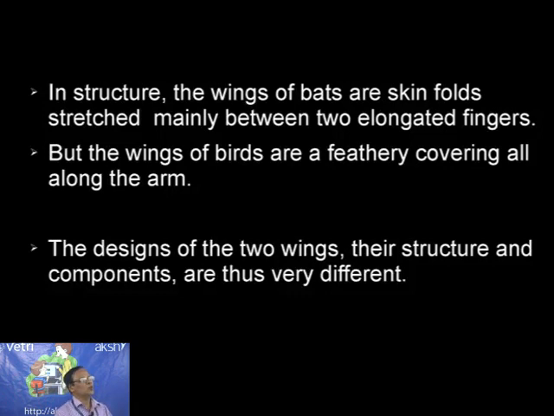But if we are taking the wings of birds, it is nothing but a feathery form, a feathery covering made up of muscles and the bones, and also feathers found all along the arm. As a result of these two characters, if you are comparing the designs of these two wings, their structure and also the components, they are different. The design, the structure and the components of these two are different. That is why they are considered analogous organs rather than homologous organs.